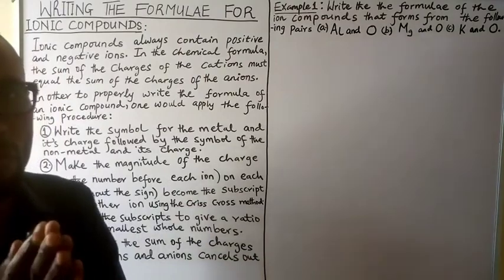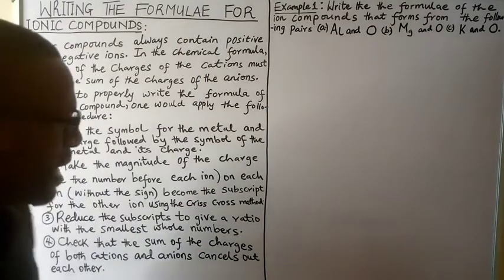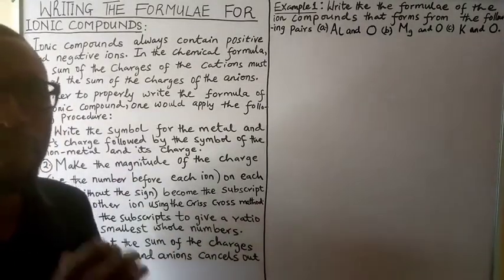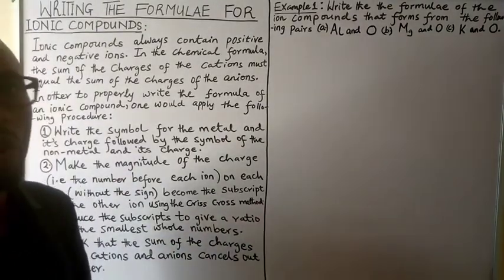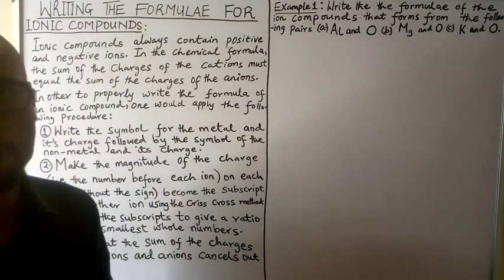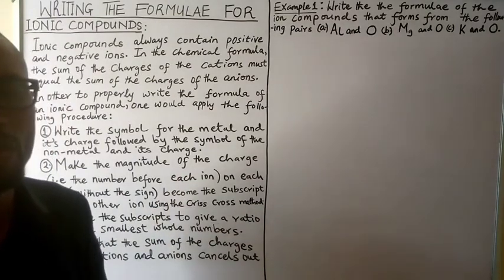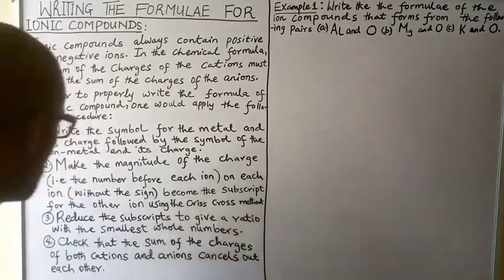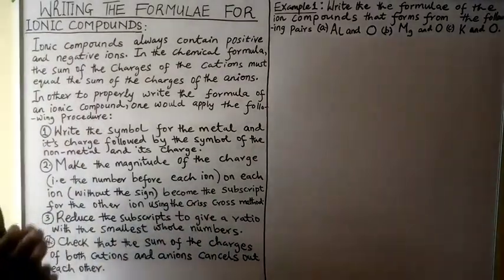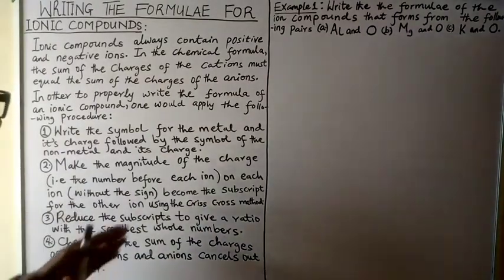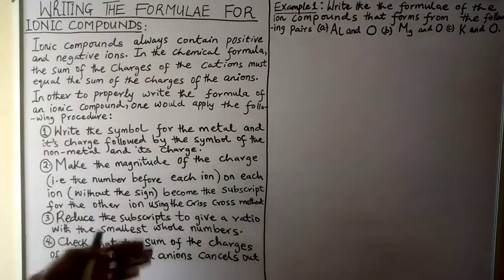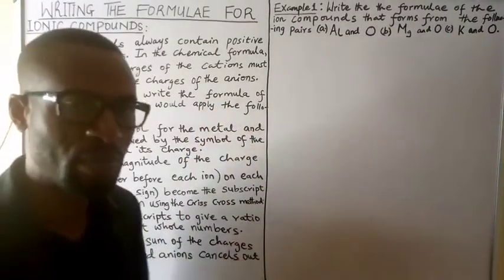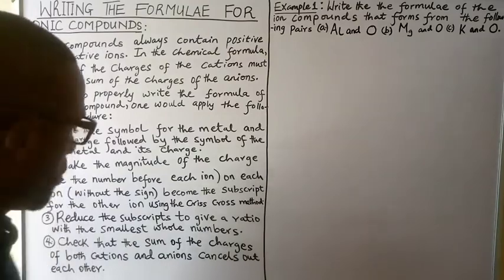In the second procedure, you make the magnitude of the charge on both ions become the subscript of the other ion. We are going to do that, and the method we always prescribe is called the crisscross method. We will get to that. After you have done that, as much as possible, try to reduce the subscripts to give a ratio with the smallest whole numbers. We're going to exemplify this as we make progress.